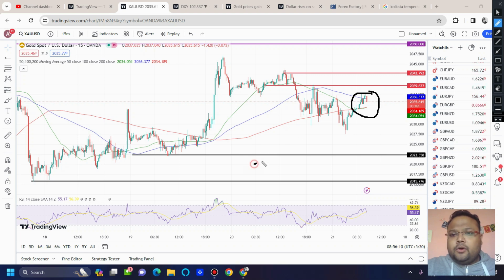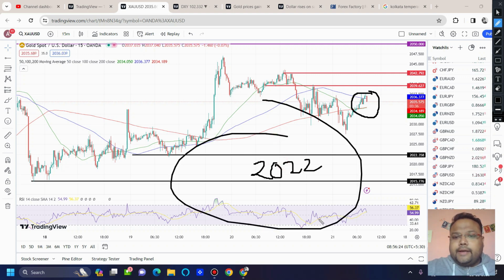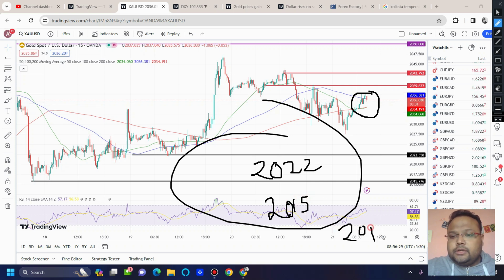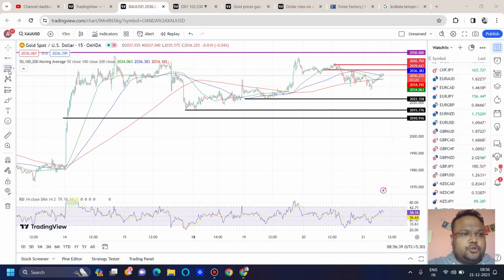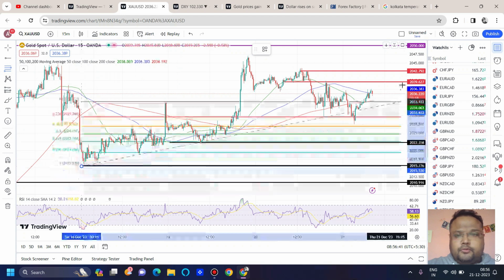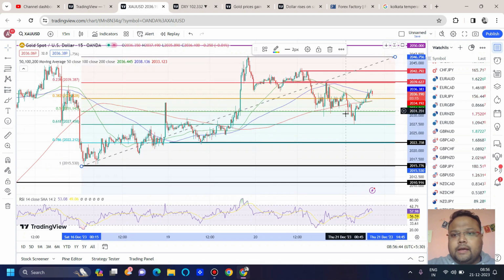So during the day, we have a support around 2022, then a support around 2015, and then 2010. These are the three levels where we can expect the market to take support and where we can expect a buy position. If you want to know, let me show you. We have drawn Fibo from here. And you can see yesterday the market perfectly bounced from the Fibo 61.8% retracement level. So we have Fibo 78.6 at 2022.